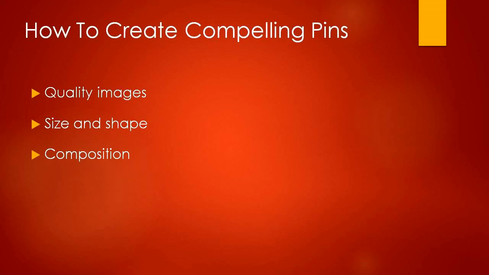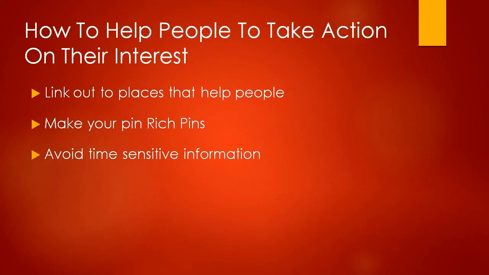Helping people to take action on their interests that are in line with your business can sometimes be a challenge. However, there are 3 simple steps which you can take to persuade and influence your target audience to take action. Are you ready? The first would be link out of your pin to places or websites that help people. For example, a recipe pin should lead to the real cooking instructions, and a product pin should lead to where a pinner can make the purchase. All of these, of course, would be kept within the context of growing your business.